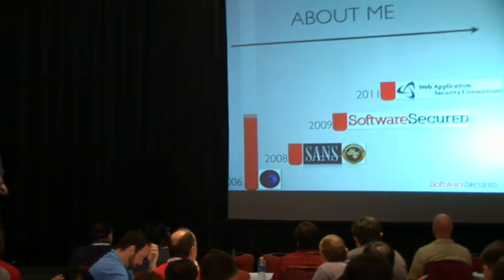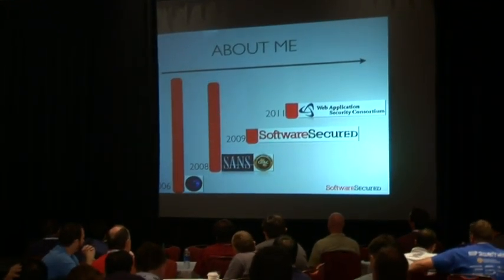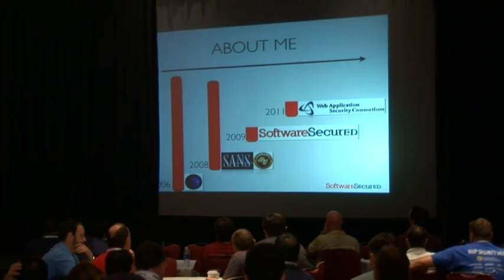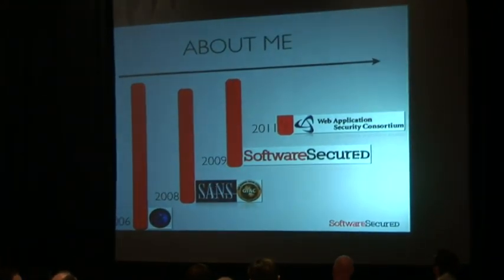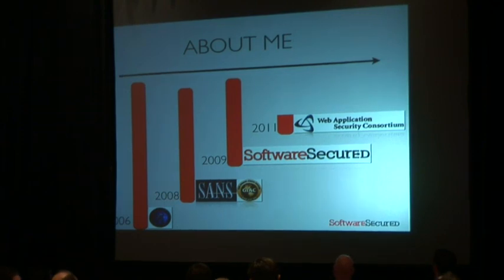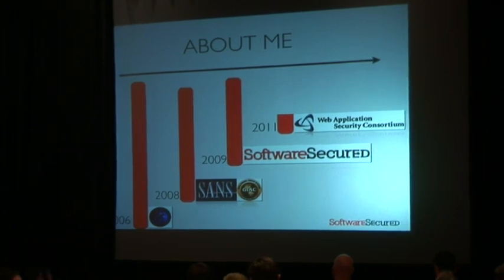Hi, my name is Sherif, and thanks to Austin, I started OWASP back in 2006, worked with SANS starting 2008, started Software Secure in 2009, and helped the Web Application Security Consortium, a nonprofit organization, define static code analysis criteria to help software organizations who are trying to acquire software static code analysis tools pick the right tool for their environment.